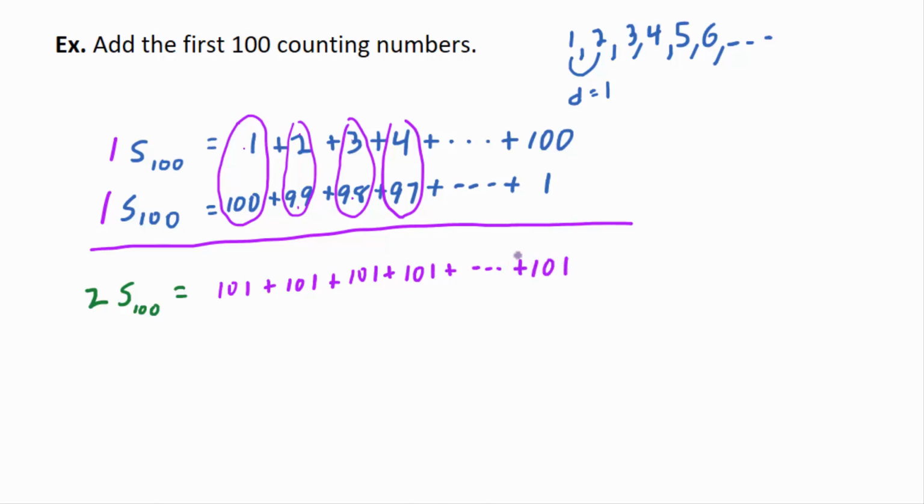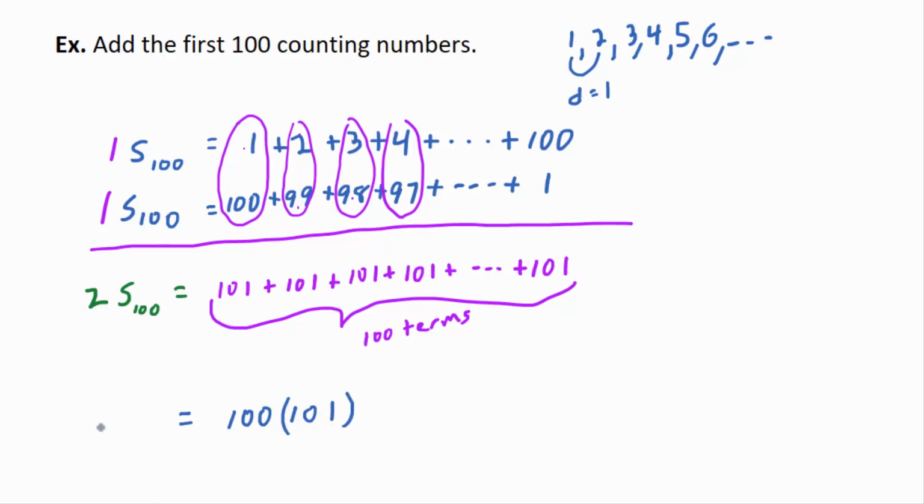Now, how many 101s are we adding together? 100. It's repeated addition of 101 100 times. What's another way to think of that? So there's 100 terms in the addition here. So repeated addition is associated with what operation? You have 100 101s. You could rewrite this as 100 times 101 on the right side. We think this is what little Gauss did. I can't imagine my 5-year-old doing this.